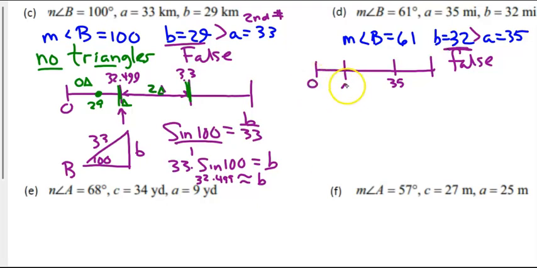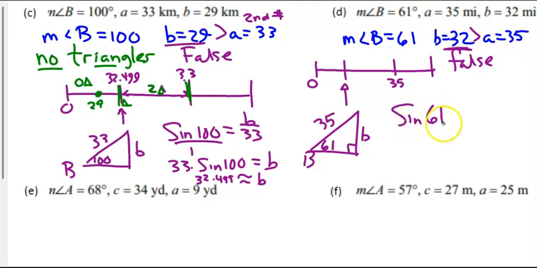So we have to figure out what the right angle measurement is for B. Right triangle, angle B is 61. We're looking for the length of B, and the hypotenuse of this triangle is 35. That's, again, that second number. Using sine of 61 degrees equal to B over 35.